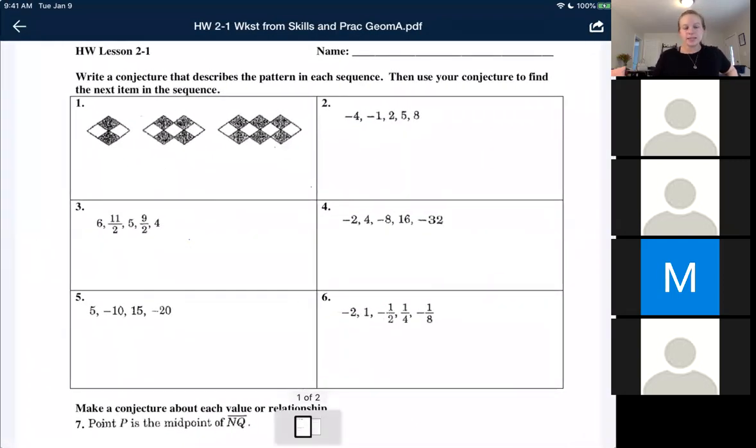So 1 through 6 is like that box that we did right at the beginning of your notes, where we either drew a picture or we had numbers and we had to find the pattern and then write the next number. So 1 through 6 should be pretty easy. You guys should be awesome at that.